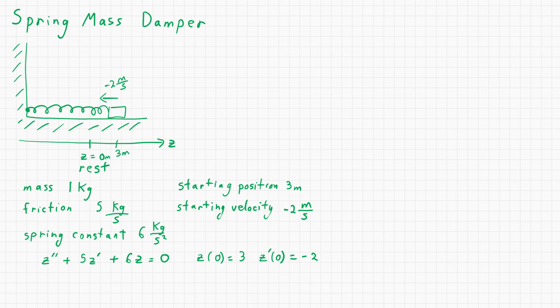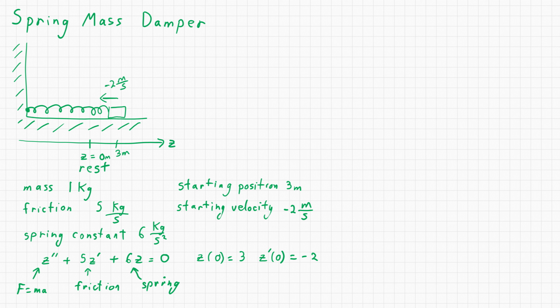If we actually write this out as a differential equation, it ends up being z double prime plus 5z prime plus 6z equals 0, where this piece is the friction. That's the spring. And then this one is F equals ma, force equals mass times acceleration. They all end up having the same units because of the constants, and all of the forces acting on the block have to cancel. That's why they all sum to 0.